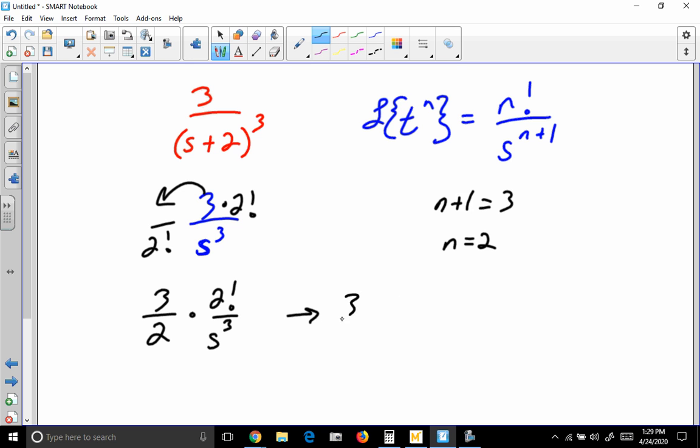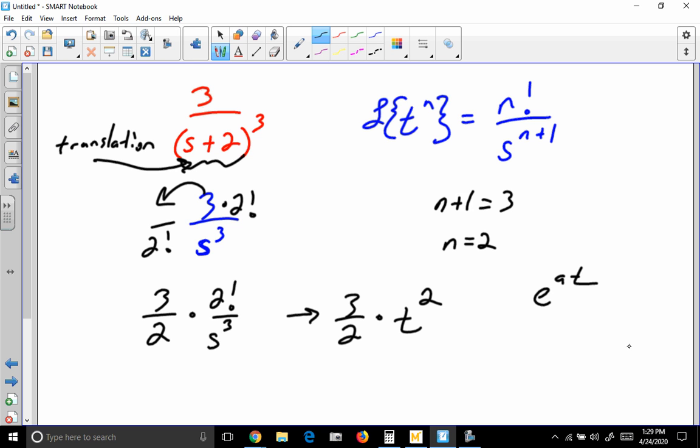The inverse Laplace of that would be 3/2 times t to the n, and in our case, t is 2. The thing that differs between what we just did and this one is that instead of having just s cubed, we have s plus 2. But remember where that plus 2 is, that's a translation. And remember what causes a translation. E to the at causes the translation of s minus a.